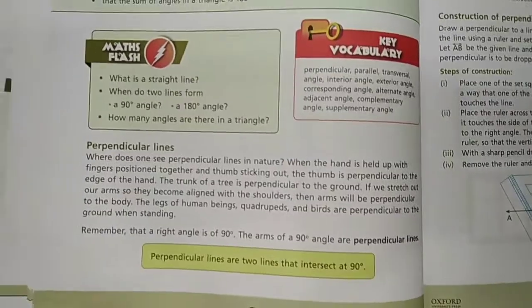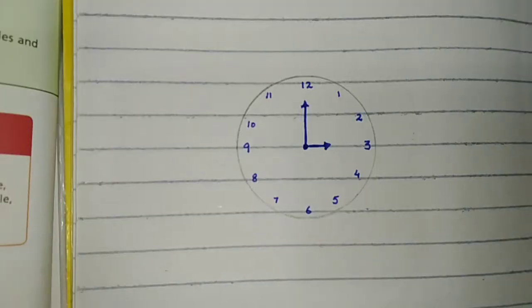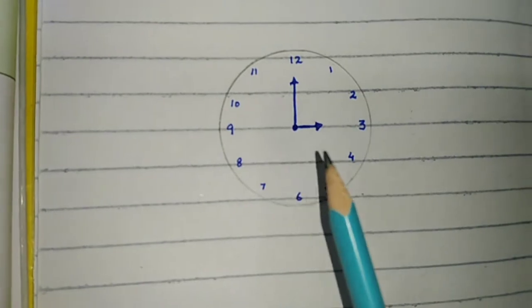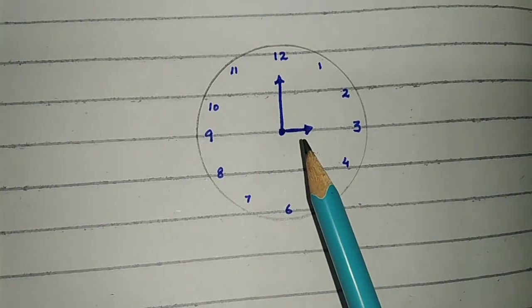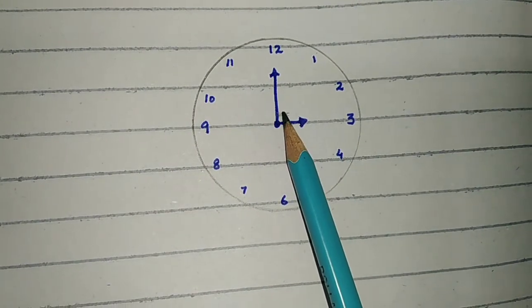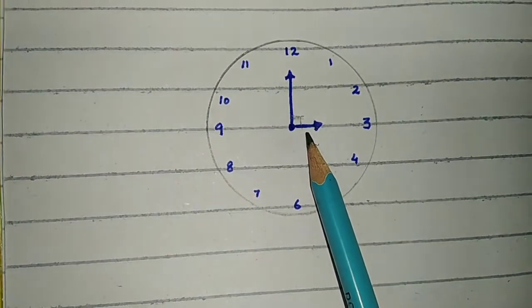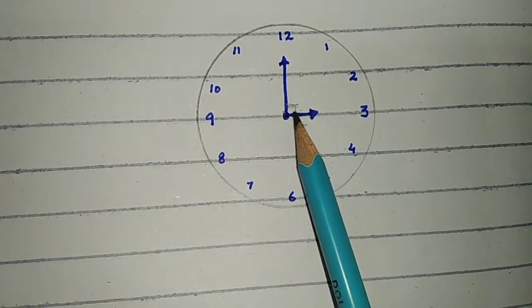Now first of all we have to learn what are perpendicular lines. So students, as you see, here is a clock and there will be a time of 3 o'clock. And as you see, the angle between the arms of the clock is 90 degree. The angle is 90 degree between these two lines. So perpendicular lines are two lines that intersect at 90.